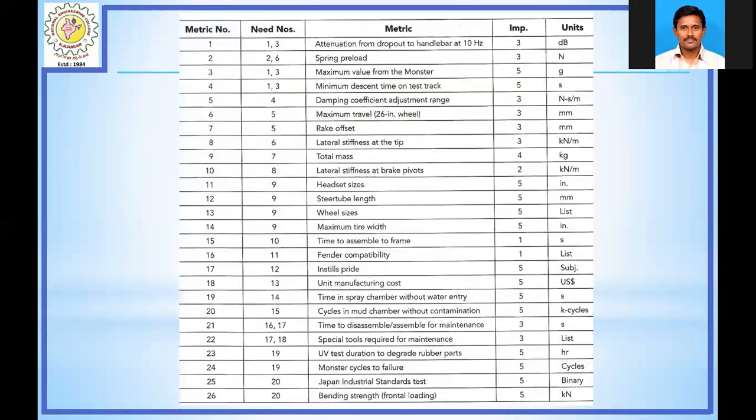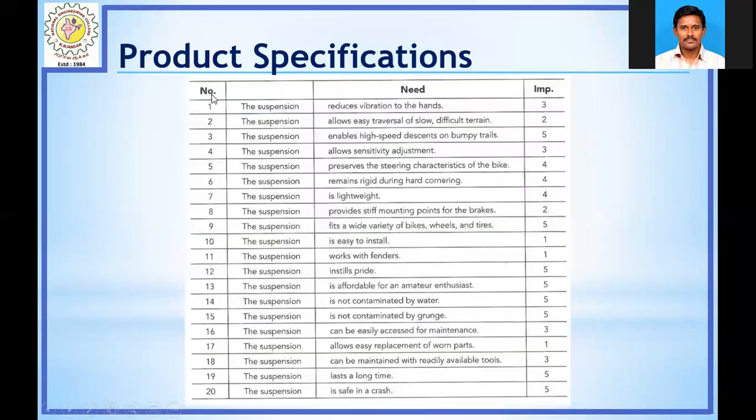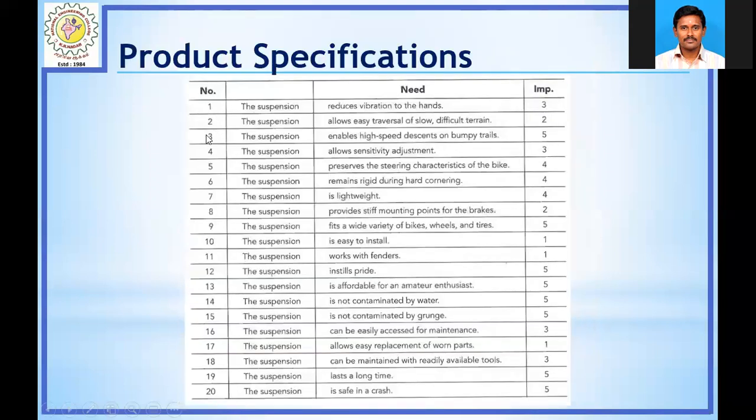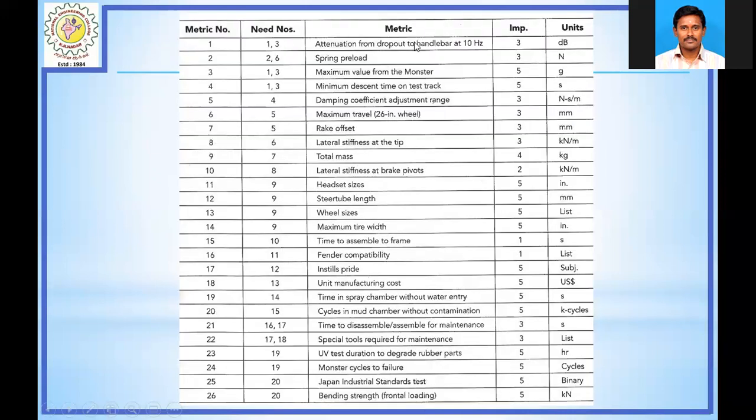And then see here, the need number, everything here we got 1, 2, 3 up to 20. And how are these needs achieved by using the technology available with the supplier? See, needs 1 and 3 can be achieved by attenuation from dropout to handlebar at 10 Hertz. By using this specification in the manufacturing of the product, you can satisfy need number 1 and 3. So need number 1 and 3 can be achieved by this specification.